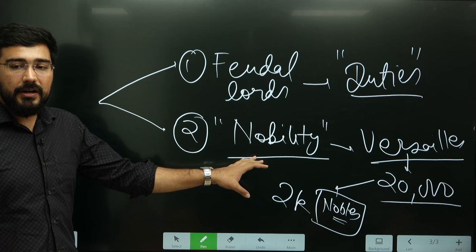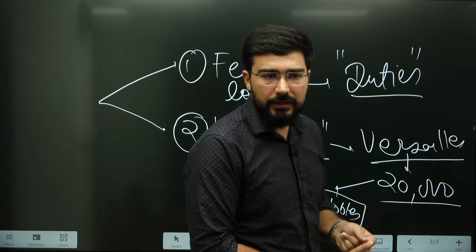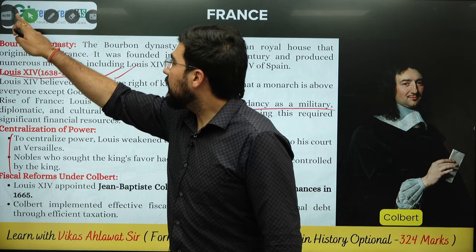And the feudal lords in France, their duties were taken away. What kind of duties were they holding? Ensuring law and order in their areas, collection of taxes, etc. Many of these duties were taken away, and this was bound to have a very big impact later on. Please remember, King Louis XIV was the most powerful king of France.